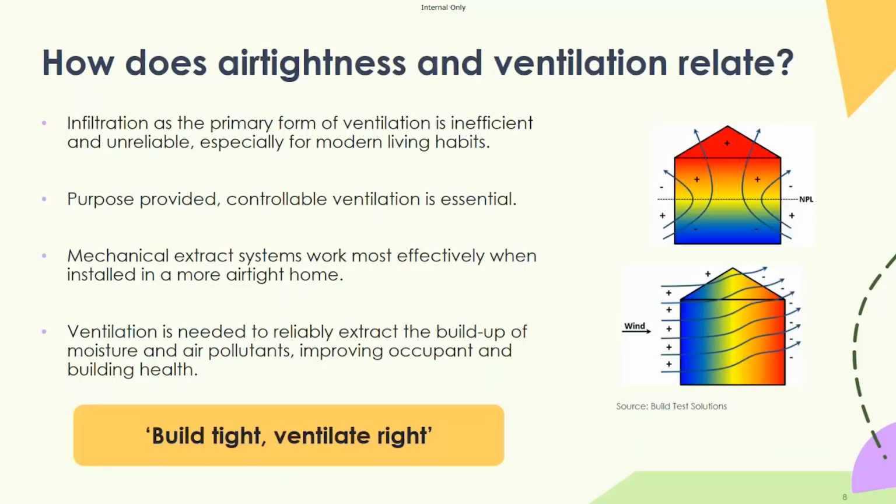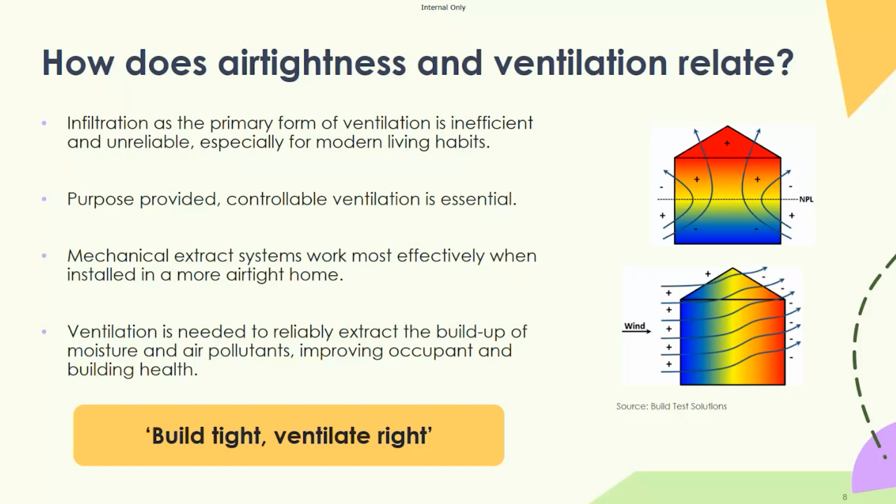So we've touched on infiltration as a primary form of ventilation being inefficient and unreliable, especially with modern living habits. We need to be pursuing purpose-provided, controllable ventilation. We can't just rely on wind and stack effects and temperature difference to give us the ventilation we need in our homes. Mechanical extract systems work most effectively when installed in a more airtight home, so you don't have these issues of potential shortcutting.